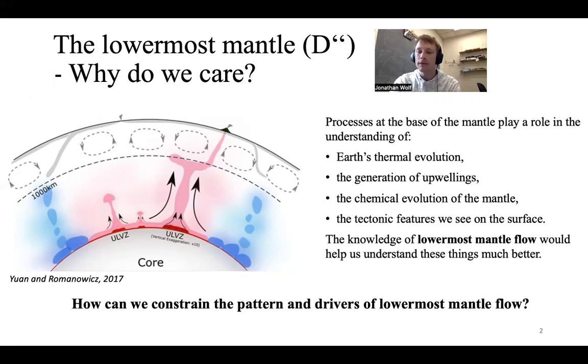Thus, if we can constrain how material flows at the core mantle boundary, we can also understand surface processes much better. In this work, we are looking at seismic anisotropy because observations of seismic anisotropy can help resolve deep mantle deformation and flow.